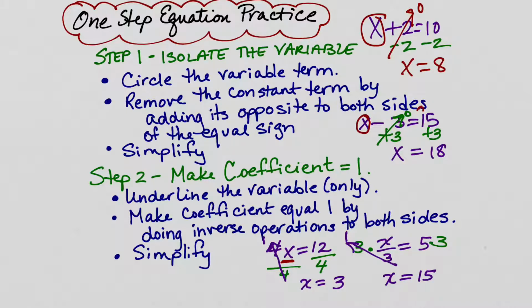So that, in a nutshell, is how you would do a one-step equation. The step will either be isolate the variable if you have a variable added or subtracted with a number, or make the coefficient equal to 1 if you have a number multiplied or divided with the variable.